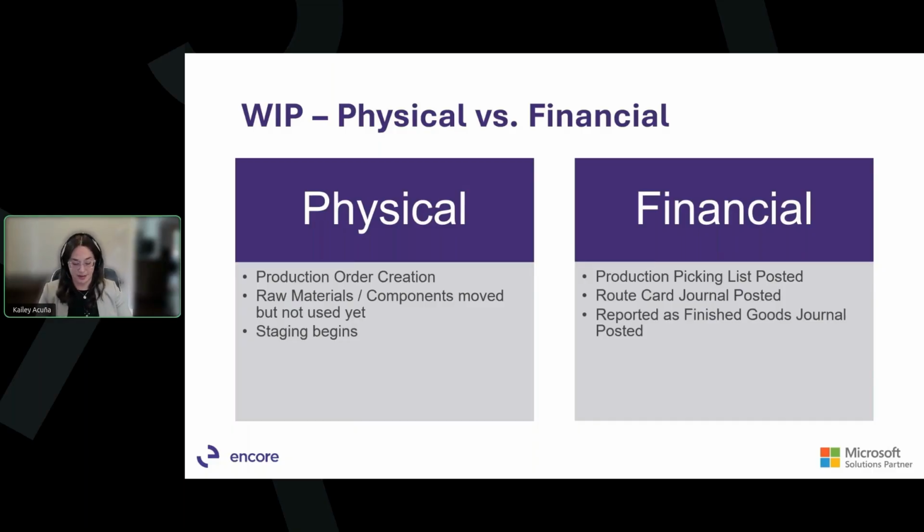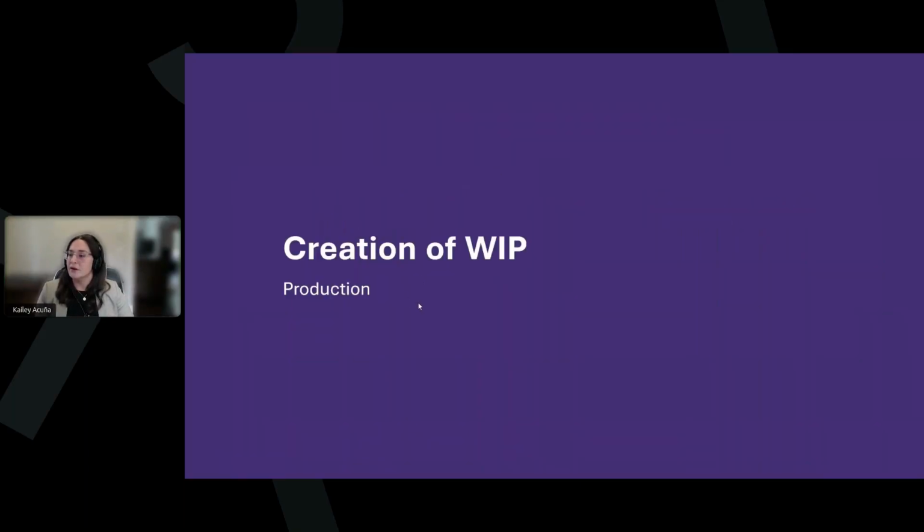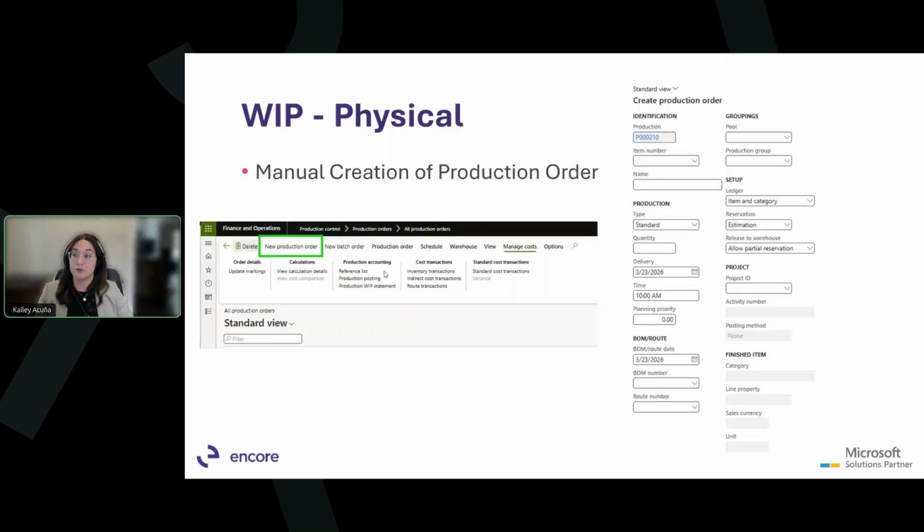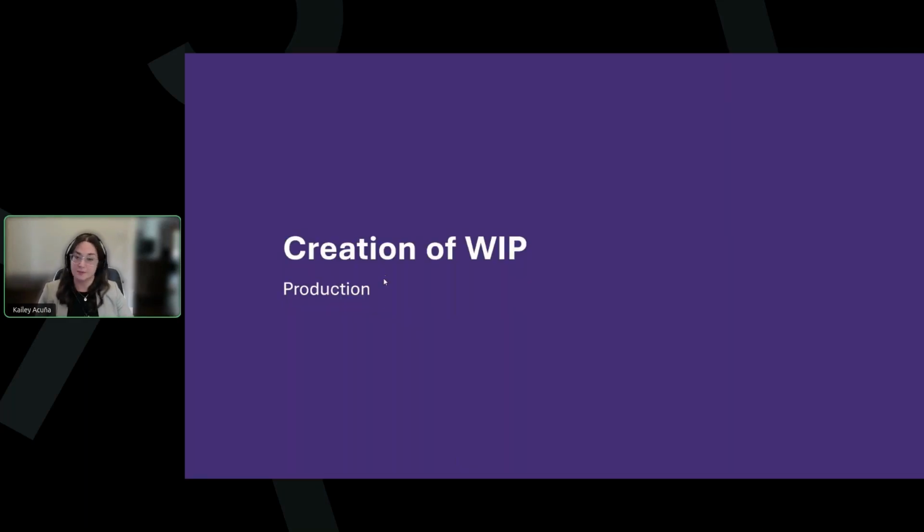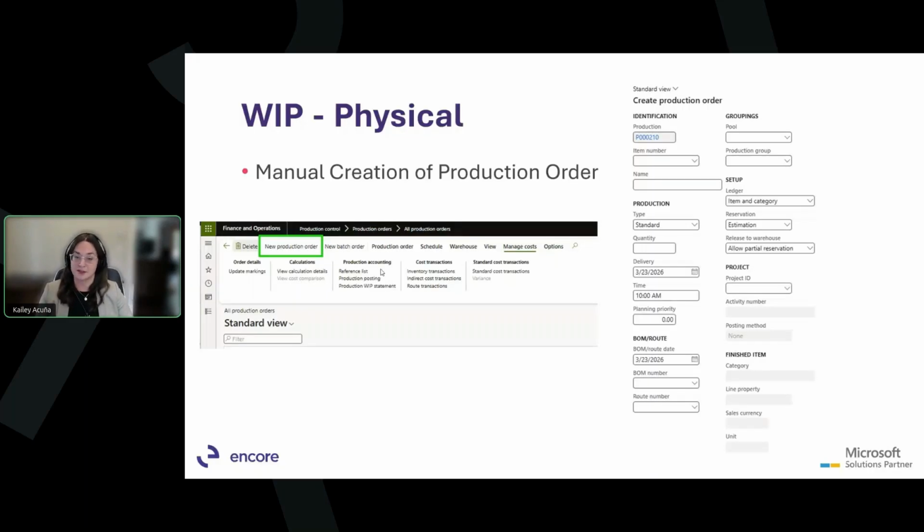All of them behave like other journals in the system, and I'll get into more detail about what those things represent as we get a little bit further into the presentation. All right, how is WIP created? So WIP can be created a few different ways, both physical and financial, right? This is going to be a theme throughout this whole process, physical versus financial.